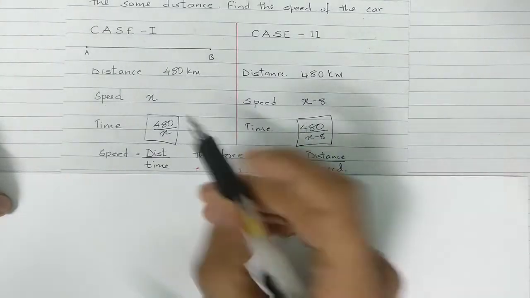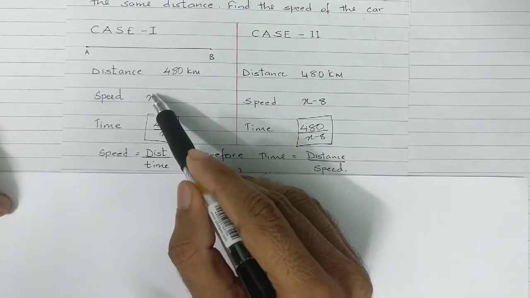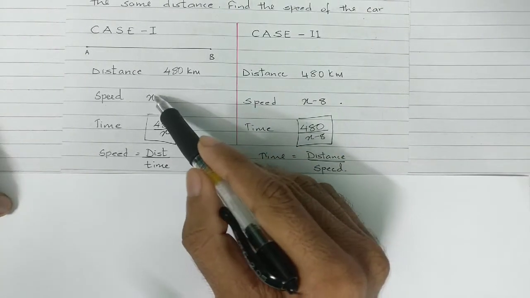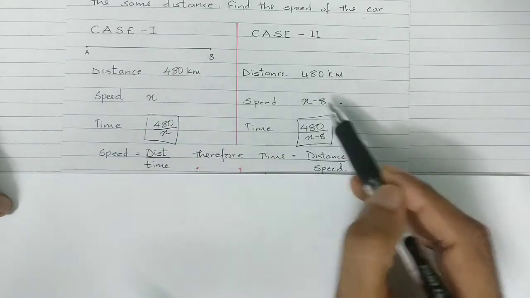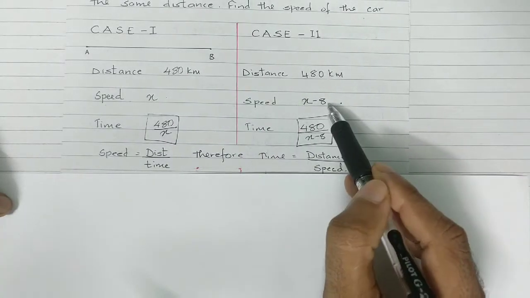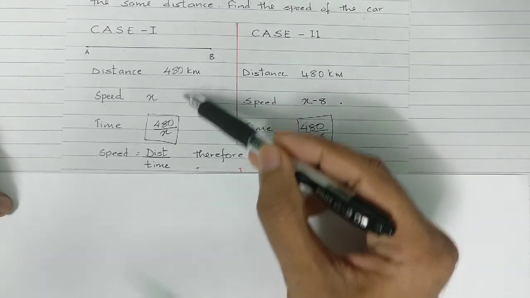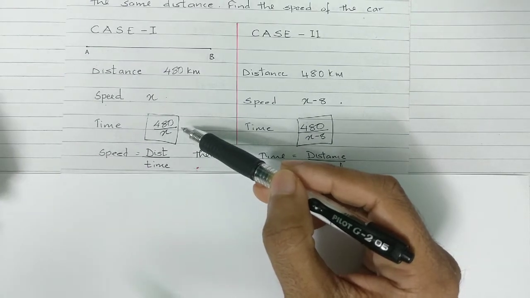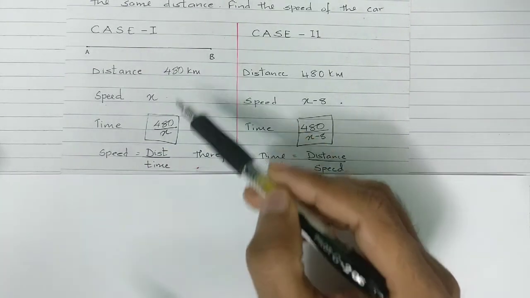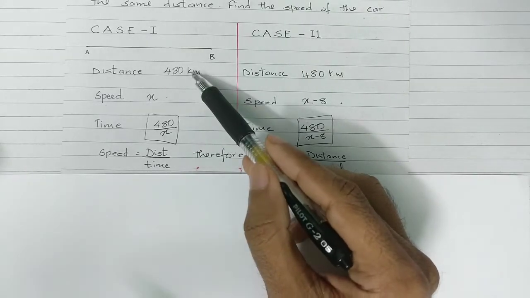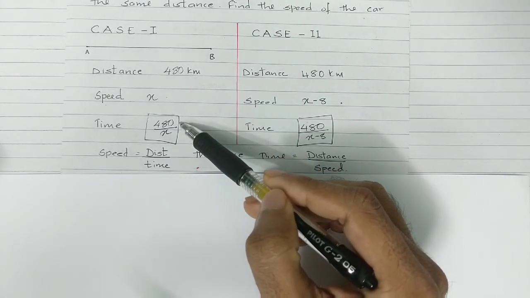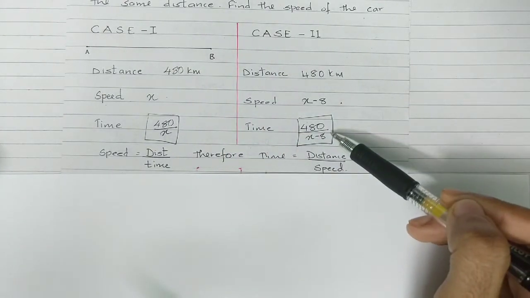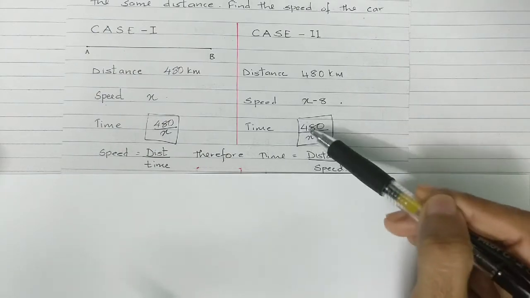So over here, which speed is faster, this one or this one? I'm sure you'll say that this speed is faster, because this one is x minus 8. The moment you go faster, time will become less. If you are traveling from point A to point B at a faster speed, you will take less time, correct? And if you are covering the same distance at a slower speed, then you will take more time.